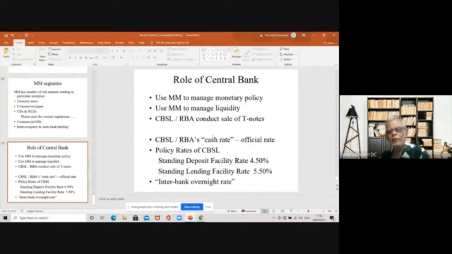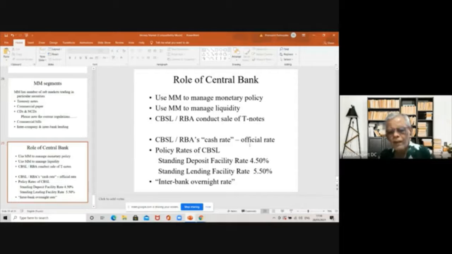Role of the central bank in the money market: use the money market to manage monetary policy. I explained how they manage the monetary policy, because to create the interest rate curve, from the beginning of the interest rate curve and the yield curve for each product, the central bank infuses liquidity into the market.